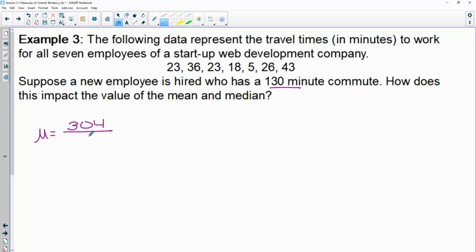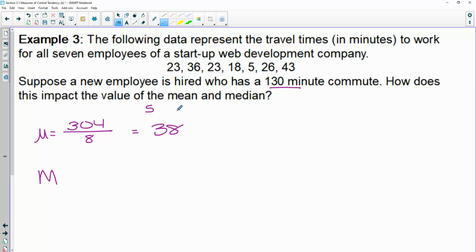And what would I divide by now? 8, because we have another employee, so 8 total employees. And what's our mean? It goes up 1 more. My median.